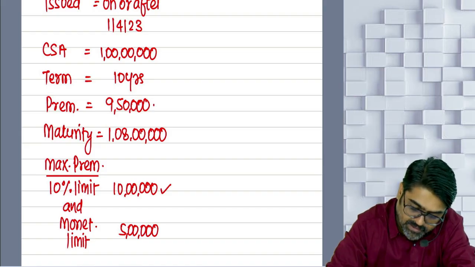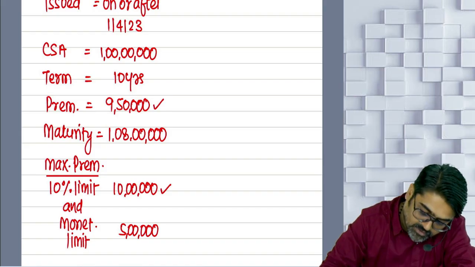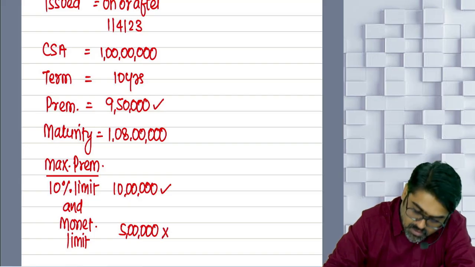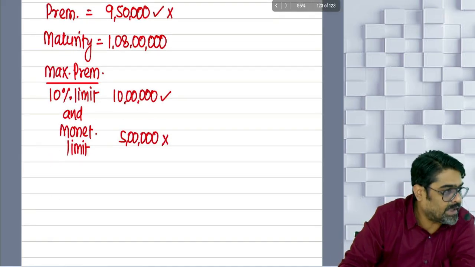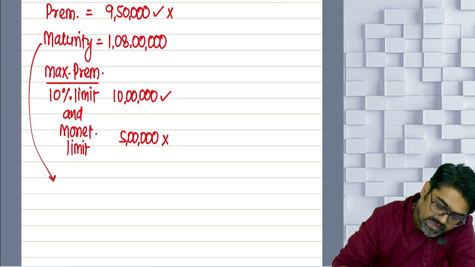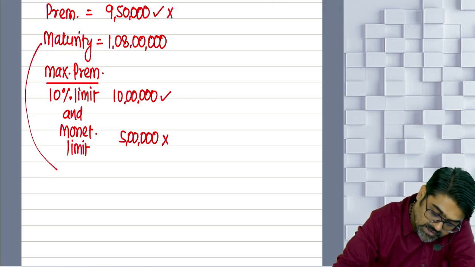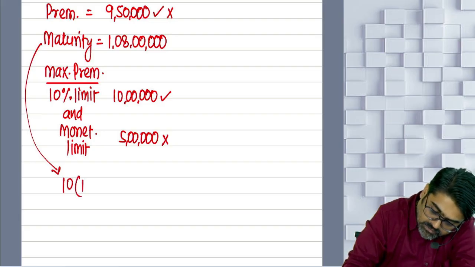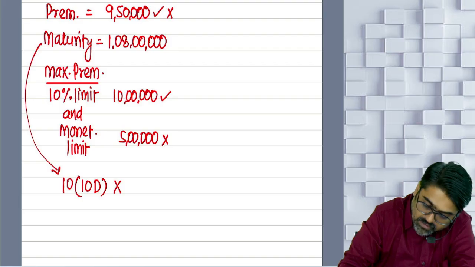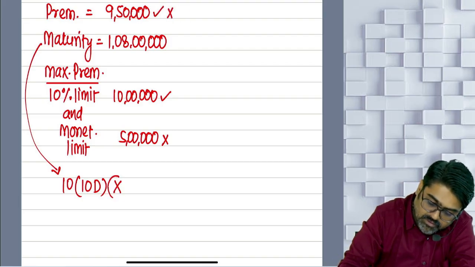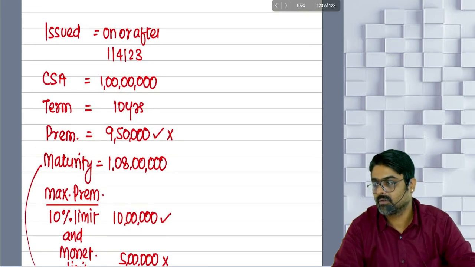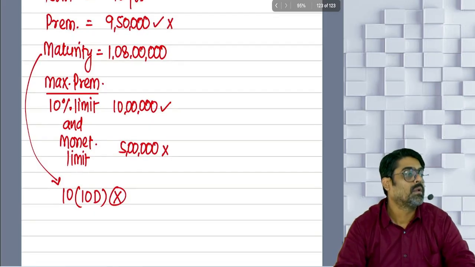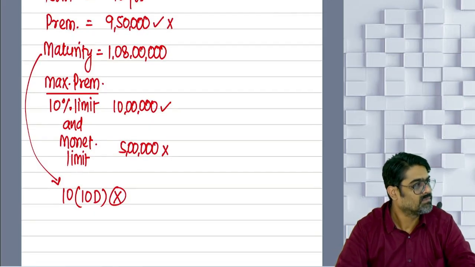Yes, because see, the premium is 9 lakh 50. But am I satisfying this 5 lakh rupees limit? No, because the premium is more than 5 lakhs. So whenever in future I receive the maturity proceeds, will these maturity proceeds be exempt in my hands? No. So I very well know that if I take this policy now, even though I pay the premium within the limits, the maturity proceeds will not be exempt.